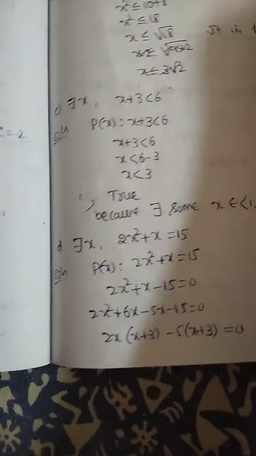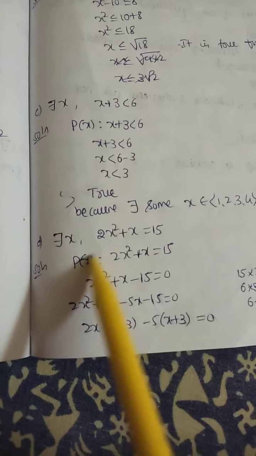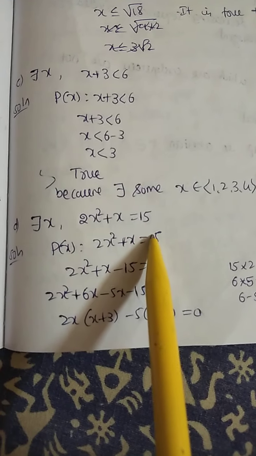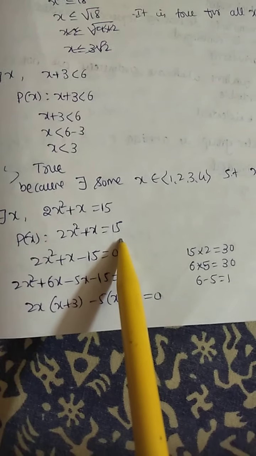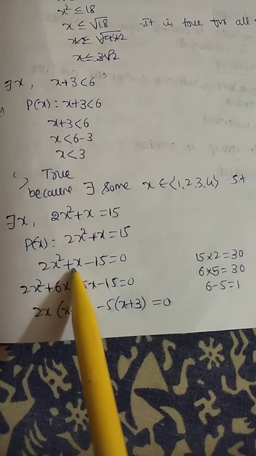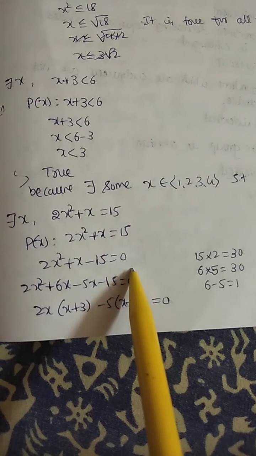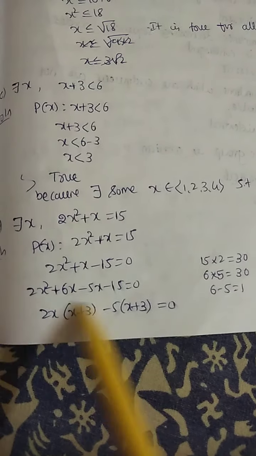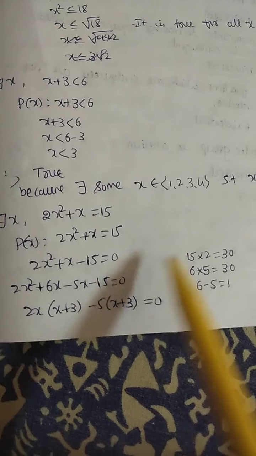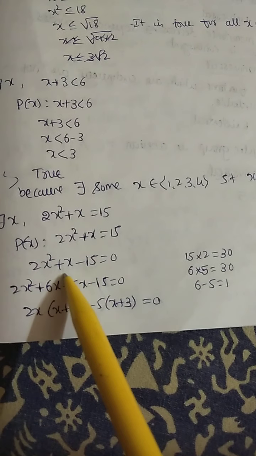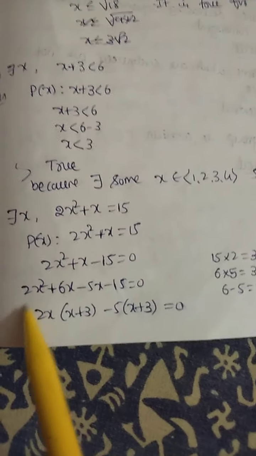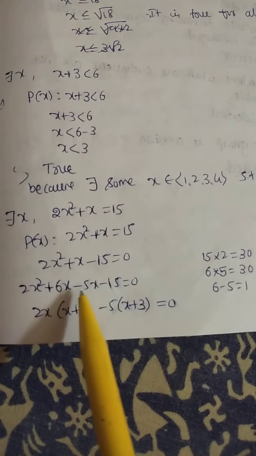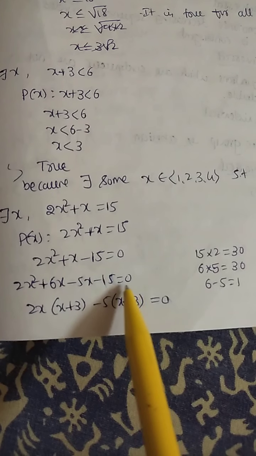Next, there exists x such that 2x square plus x equals 15. p(x): 2x square plus x equals 15. This can be written as 2x square plus x minus 15 equals 0. We should solve this quadratic equation. 2 into 15 is 30. Here we want 1. 6 into 5 is 30, and 6 minus 5 is 1. So 2x square plus 6x minus 5x minus 15 equals 0.